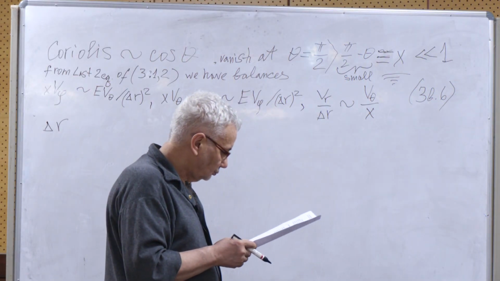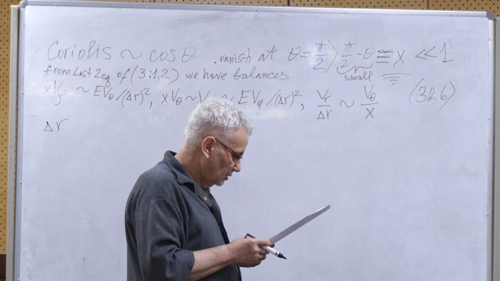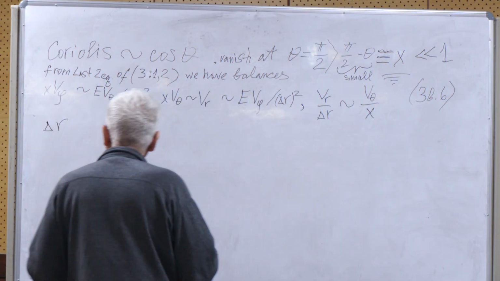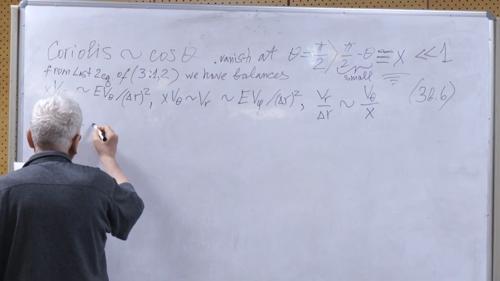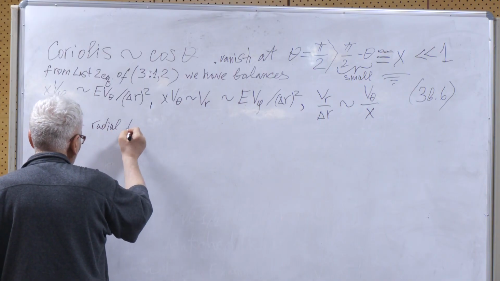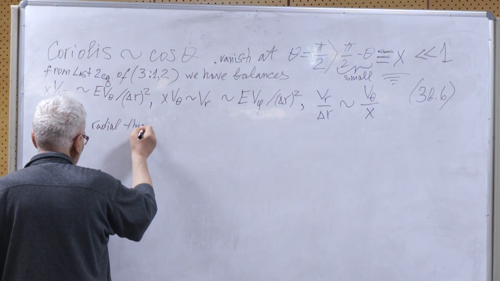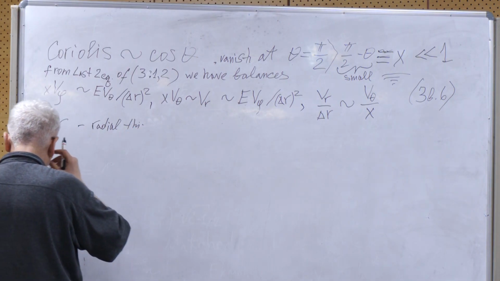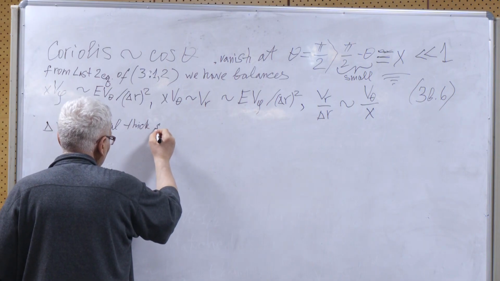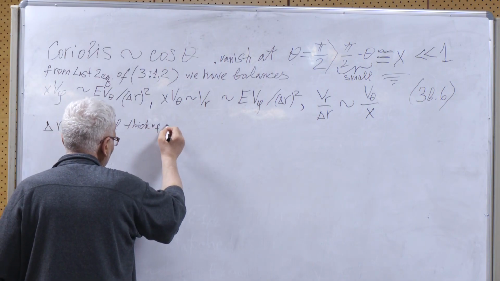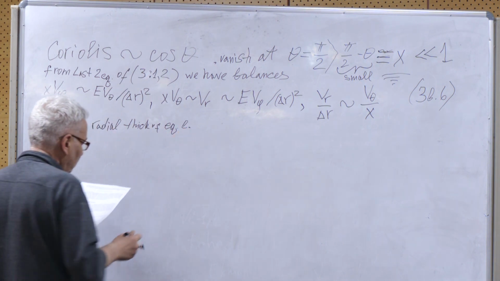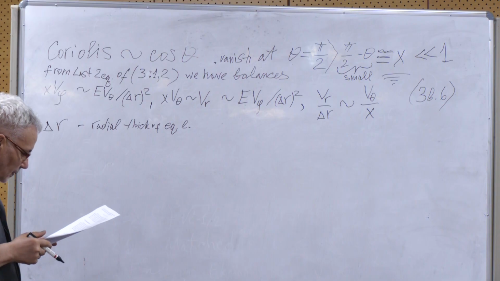So here delta is the radial thickness of the equatorial layer. Okay, let's abbreviate it.